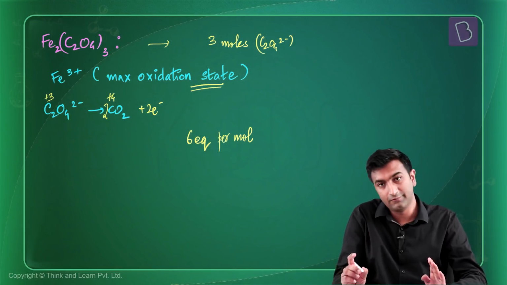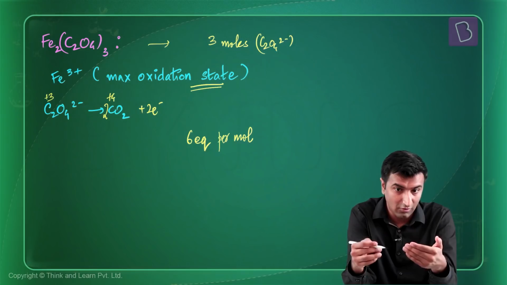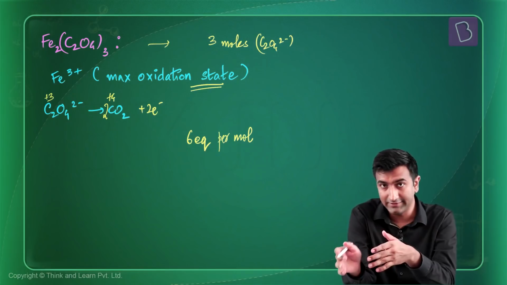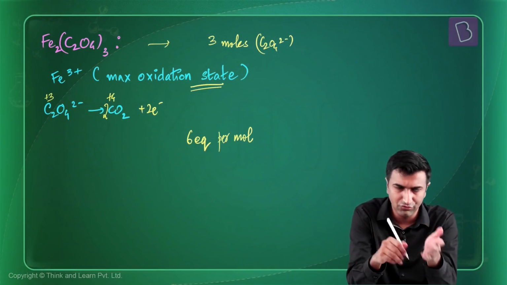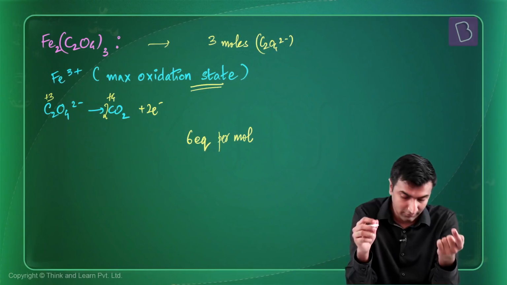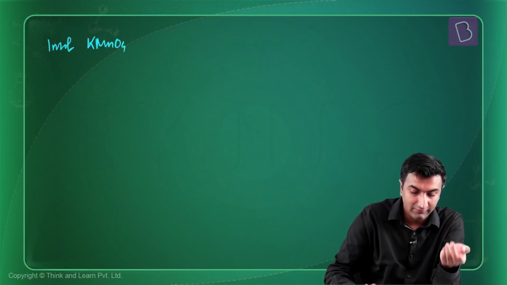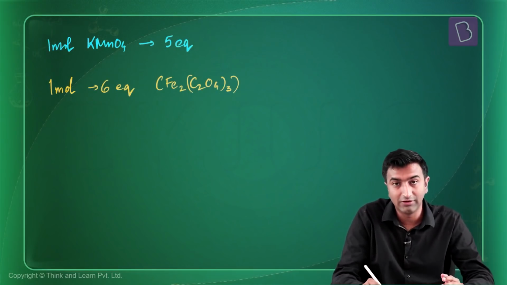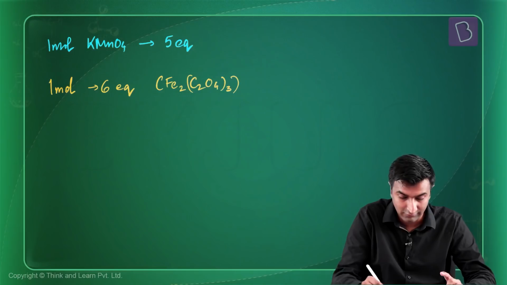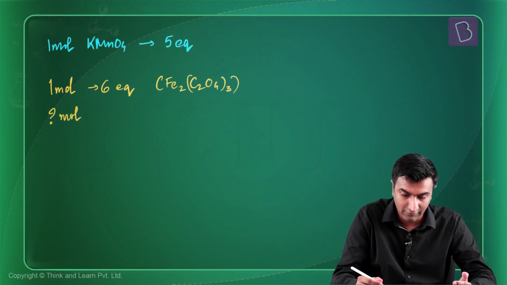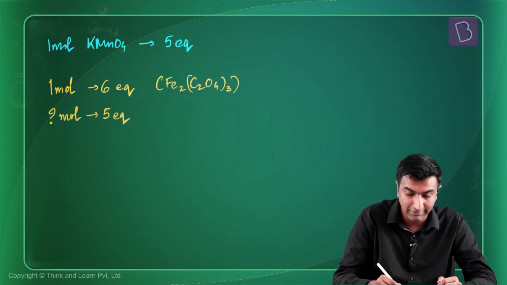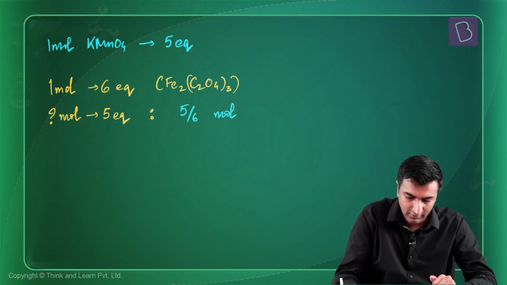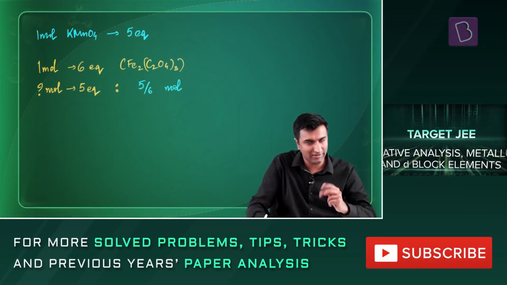Two things here. One thing is that Fe3+ is in its maximum oxidation state, so nothing's going to happen there. Oxalate sure gets oxidized, but there are 3 moles of oxalate ions per mole, change of 2 oxidation states. So 6 equivalents per mole. And we'll do the same exercise again. 1 mole of KMnO4, 5 equivalents. 1 mole of this species, Fe2(C2O4)3. Be careful about the formula there. How many moles would react with 5 equivalents? It would be 5 by 6 moles. Slightly smaller, a little less than 1 mole here. Okay, getting somewhere. Just a couple more compounds to go.